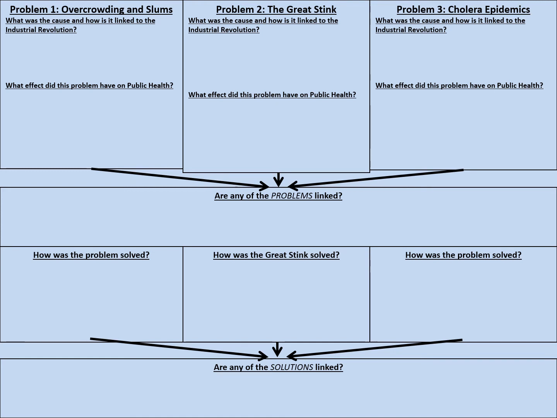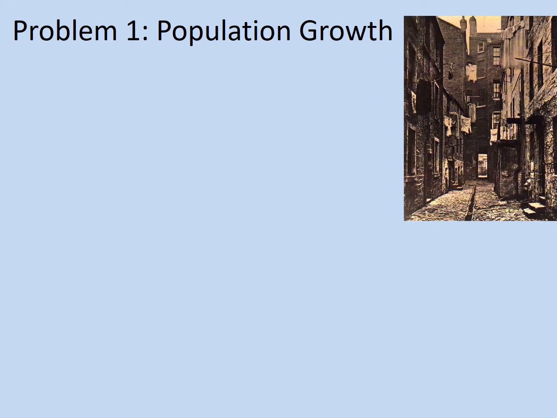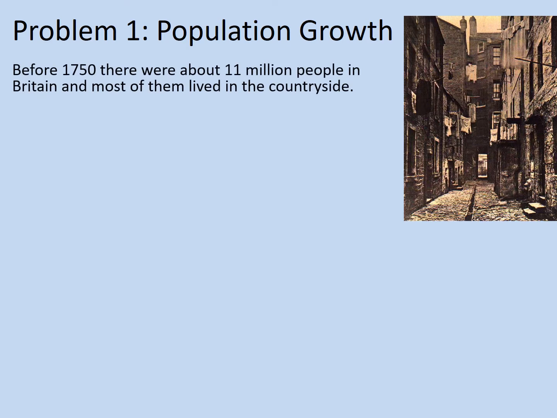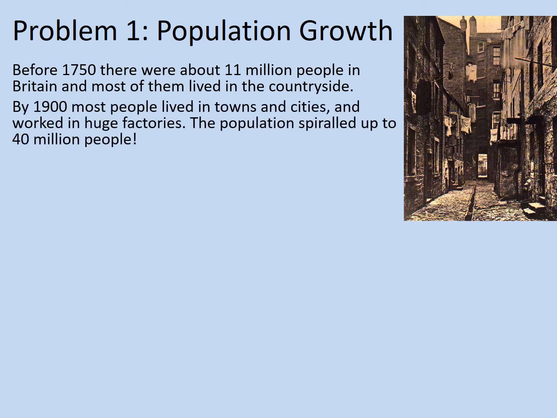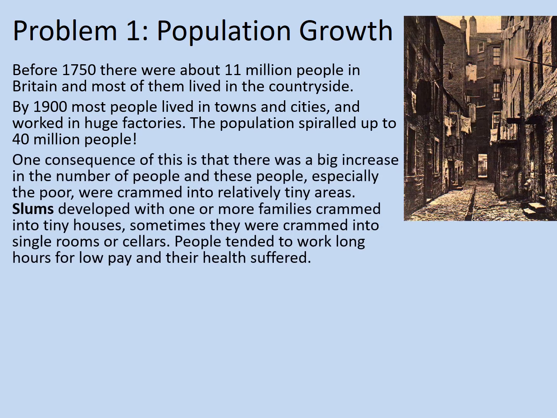Ready? Well, let's have a look at some of the fact files, starting with problem number 1. Population growth. Before 1750, there were about 11 million people in Britain, and most of them lived in the countryside. That meant that they were all spread out. By 1900, most people lived in towns and cities and worked in huge factories. Okay, probably not everybody worked in a huge factory, but you get the idea. There's been a massive shift in population here. The population spiralled up to over 40 million people.